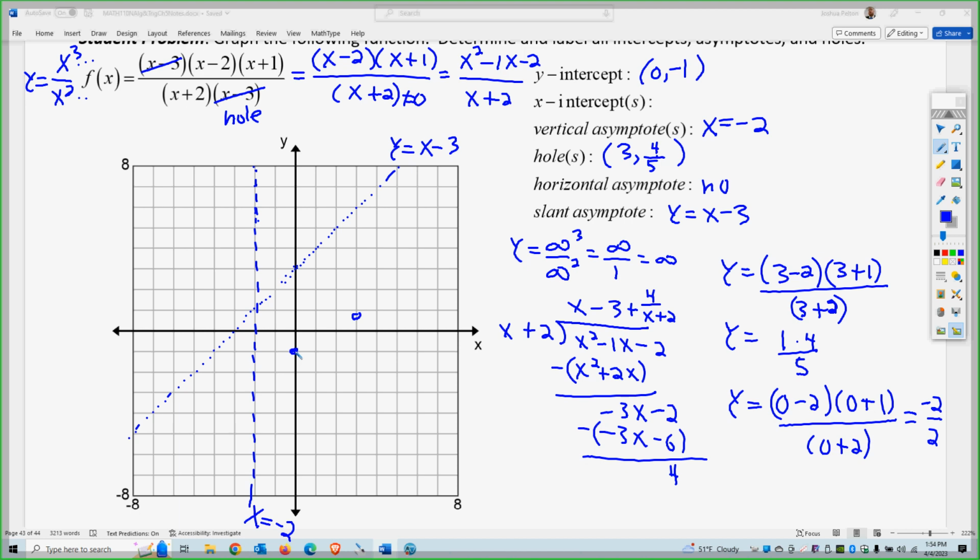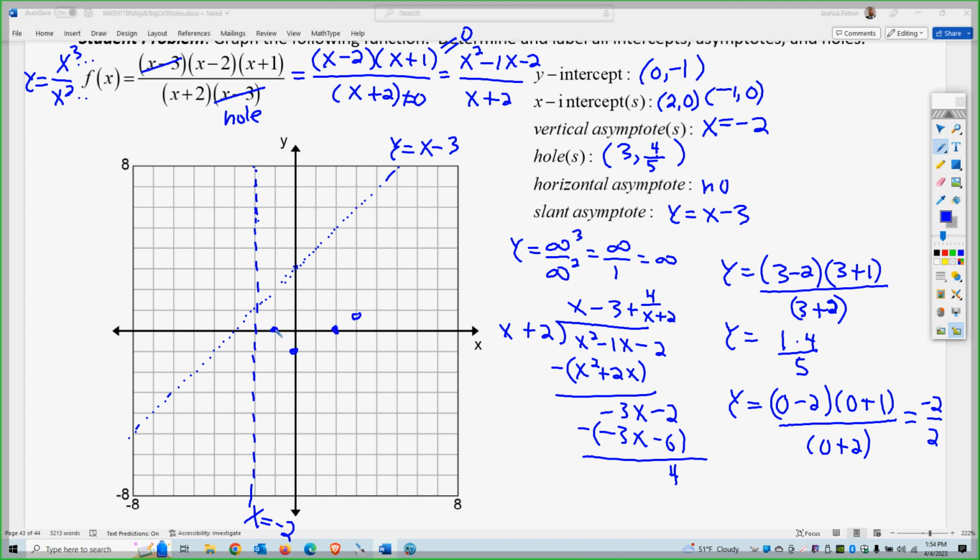Okay, so for the x-intercept, it's where the numerator is equal to 0, right? So where is this equal to 0? Well, that's at (2, 0) and at (negative 1, 0), correct? So (2, 0) and (negative 1, 0).